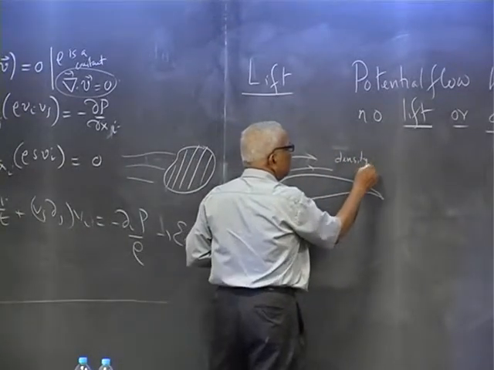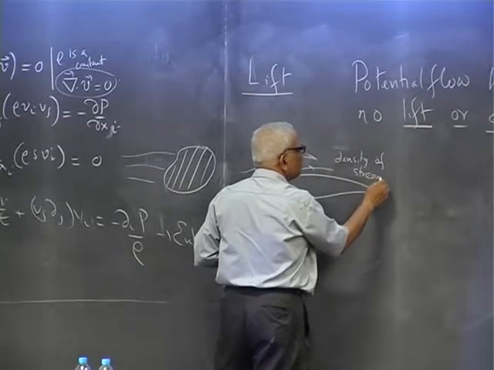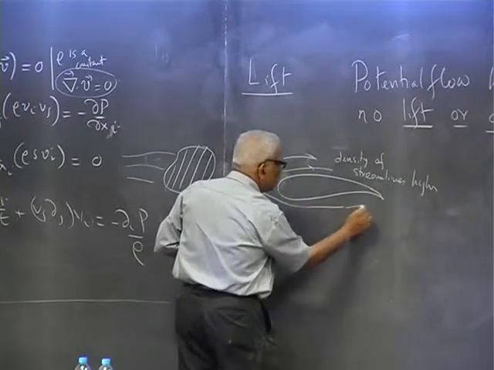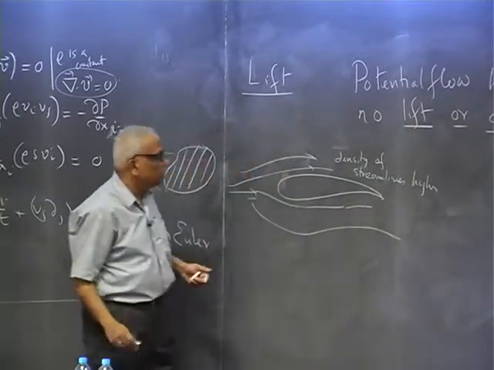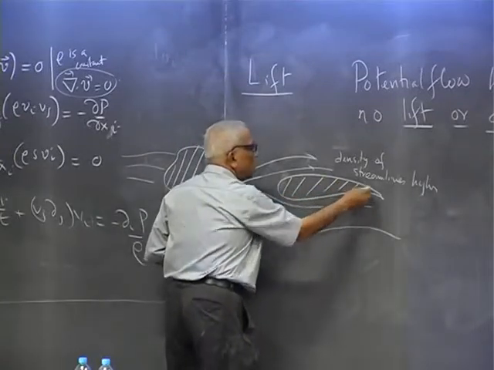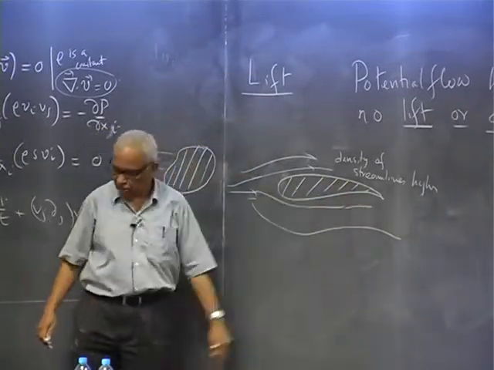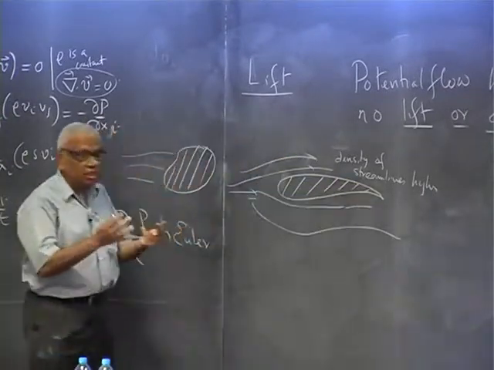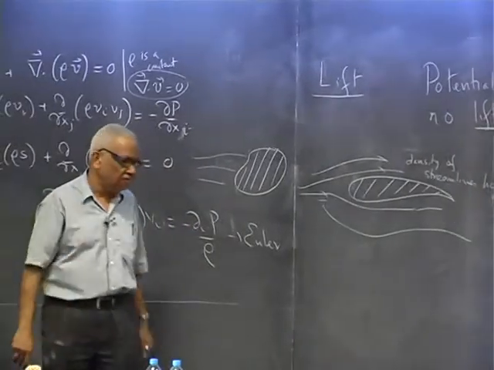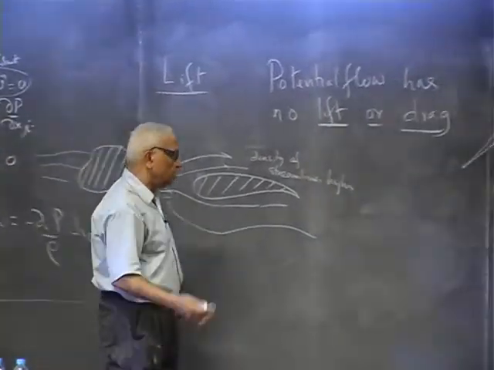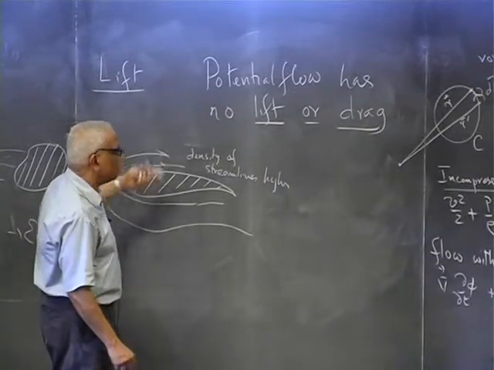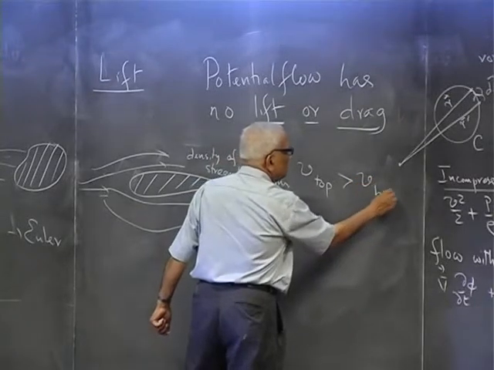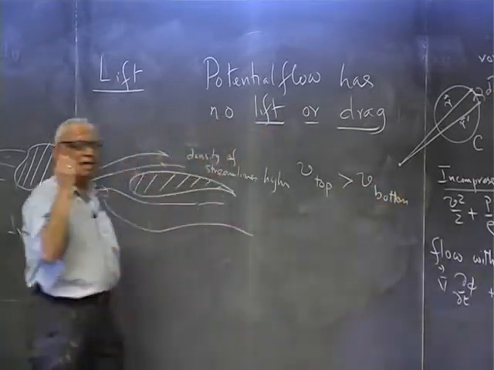So you say that the density of streamlines is higher over here than over here, where you sort of try to follow this aerofoil, and it's problematic when it's shaped like so. Much easier when it is the top part of it. And so the density of streamlines, like the density of electric field lines, gives the strength of the electric field, gives the strength of the velocity over here. So you argue that V top is greater than V bottom. So that's step number one.